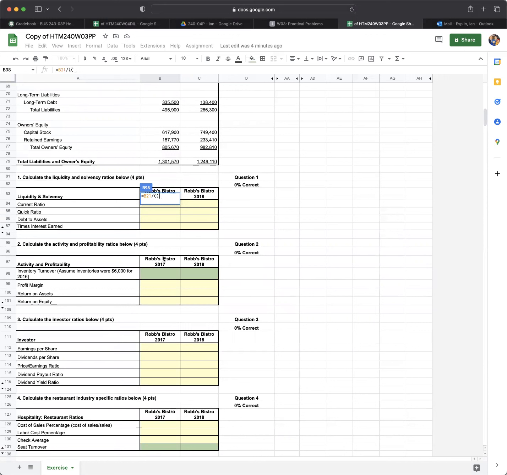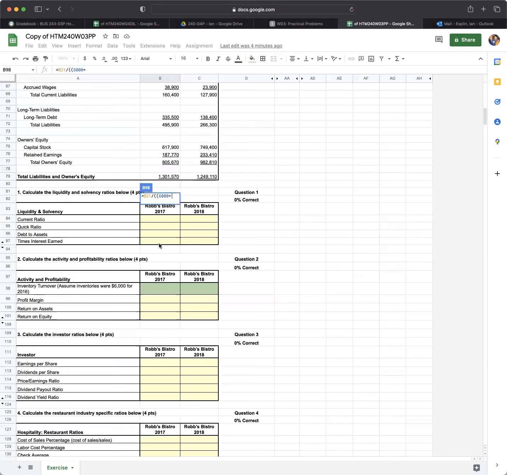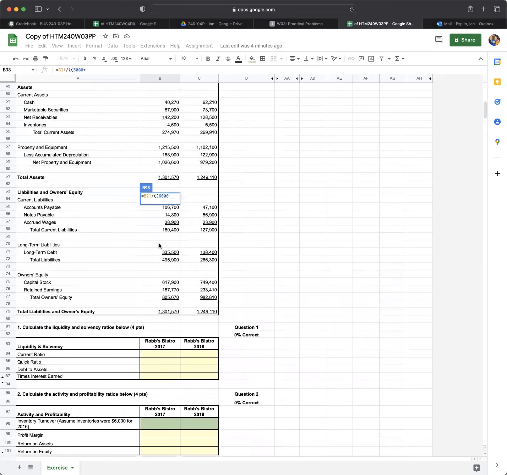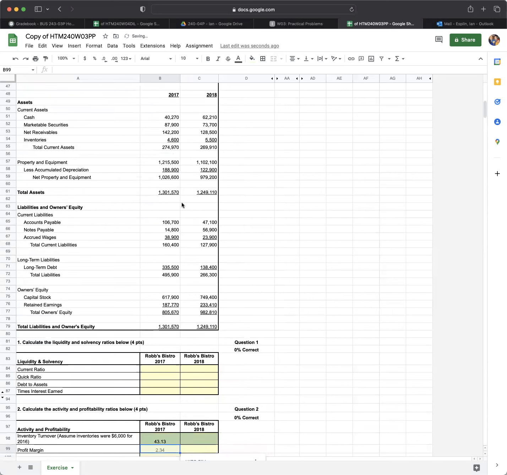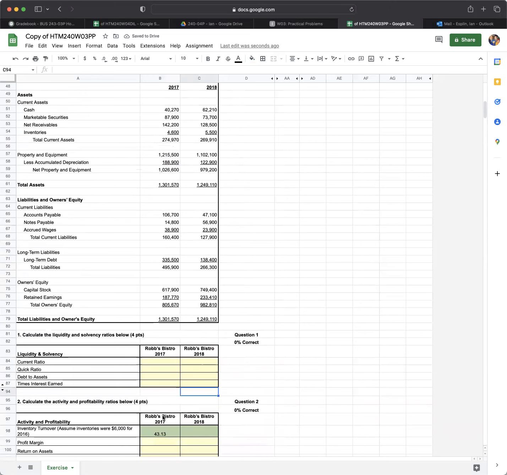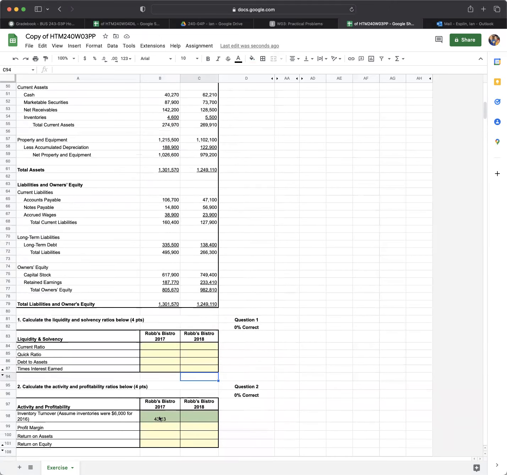So we have to use the ending inventory from the prior year, and we have to use the inventory for the current year. So we have to go back up to our balance sheet because that's where inventory is going to be found. And it's going to be this 4,600. You're going to use one close parenthesis, and then you have to divide it by 2. So the inventory turnover ratio was 43.13.